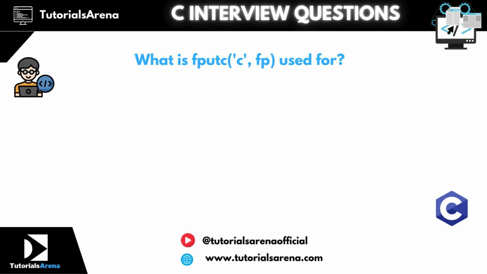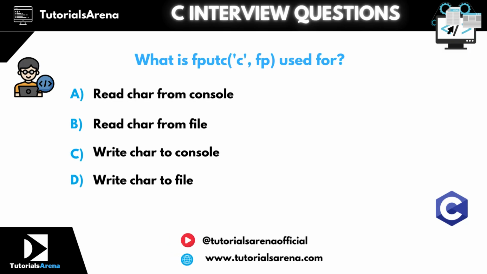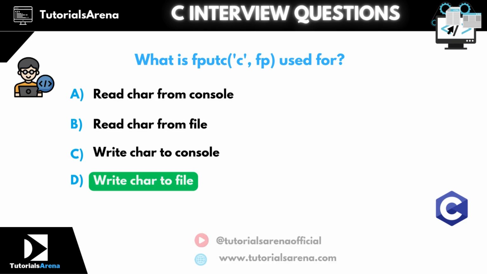Question 70. What is this used for? Option A, read character from console. Option B, read character from file. Option C, write character to console. Option D, write character to file. The correct answer is option D, write character to file. Moving on to the next question.